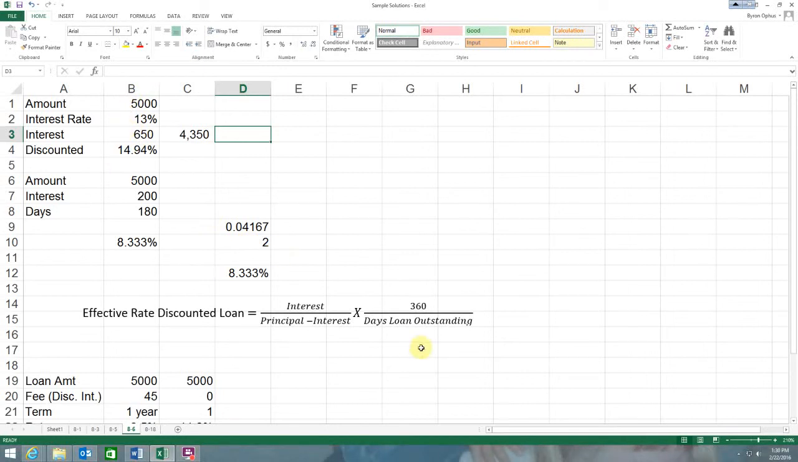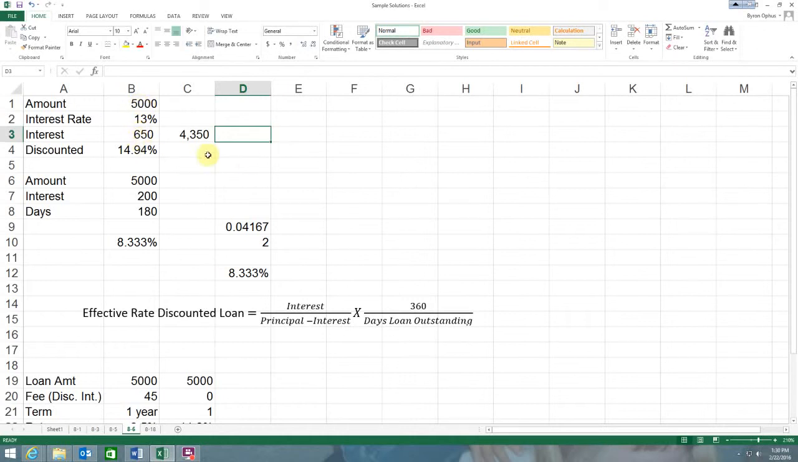And so for this particular equation, they gave us a simple one. They said it's outstanding for 1 full year, and so 360 divided by 360 is 1. So this side of our equation is simply 1, which means anything times 1 is itself, so we don't really have to do it. And so it's just the interest divided by the principal minus the interest. So it's the 650 divided by the principal, 5,000, minus the interest.